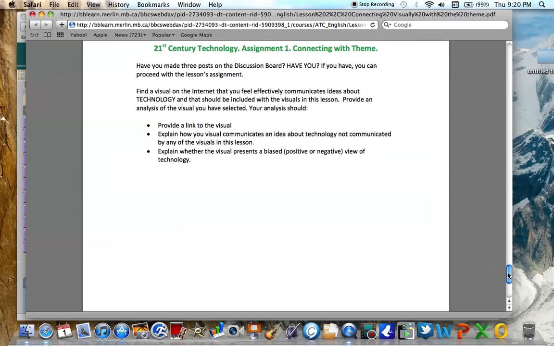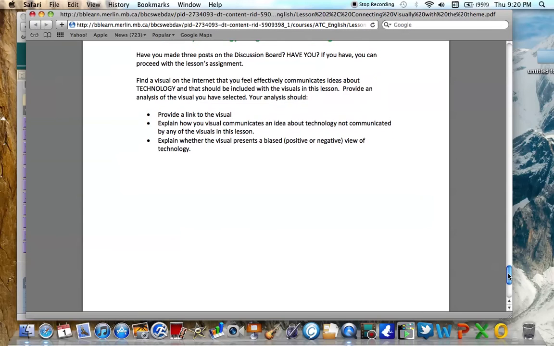And this leads into the assignment. This is the first assignment for the Communication Technology unit. It starts off just reminding you to, if you haven't yet, make your posts on the discussion board. And your assignment is to find a visual on the internet that you feel effectively communicates ideas about technology and that should be included with the visuals in this lesson. So you're not picking one of the 6 from this lesson. You're going out on the internet and finding another visual that you think communicates ideas about technology.